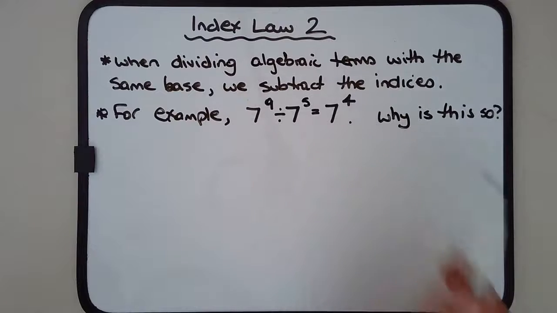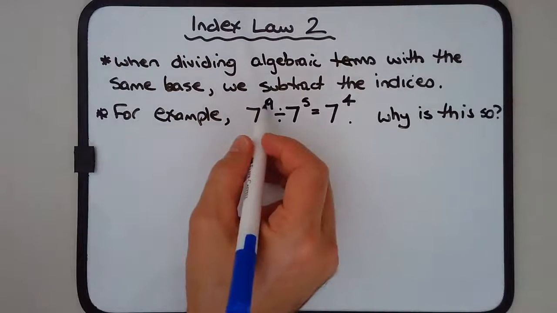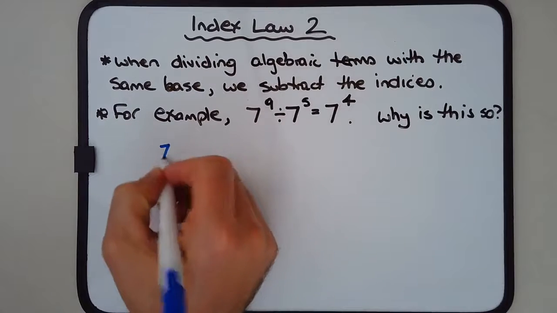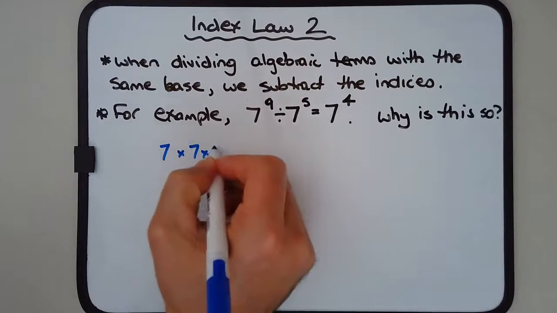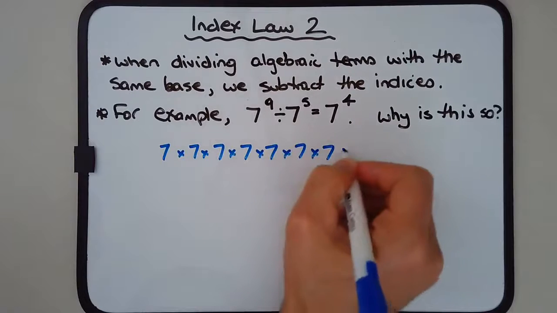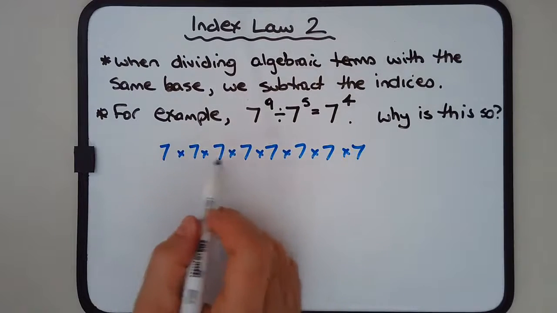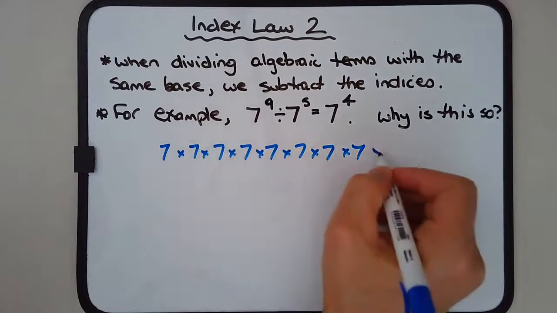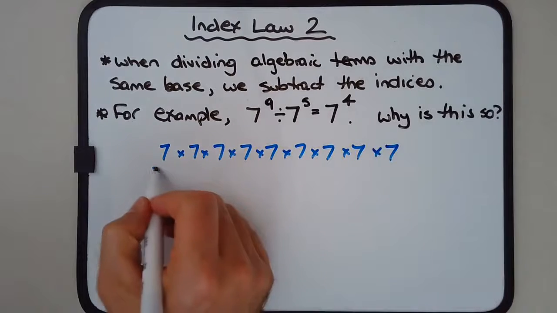So the question is, why is this though? Why does this work? Let's have a look. 7 to the power of 9 is 7 times 7 times 7 times 7. You can see where this is going. We've got enough of them. 1, 2, 3, 4, 5, 6, 7, 8. One more. And that's over.